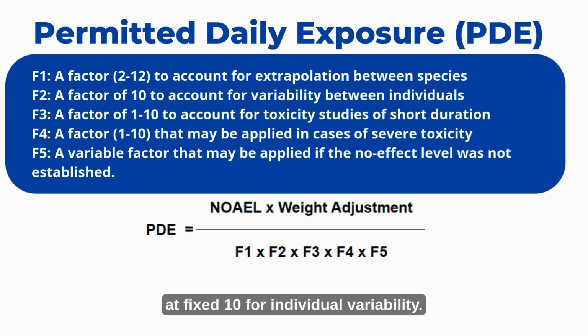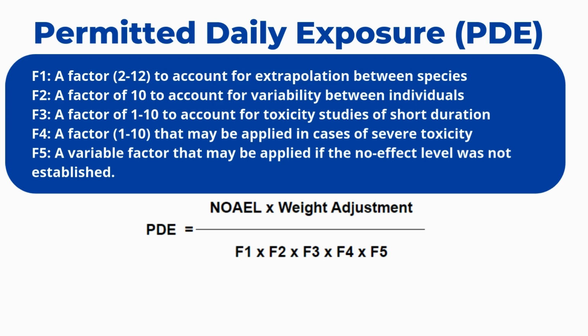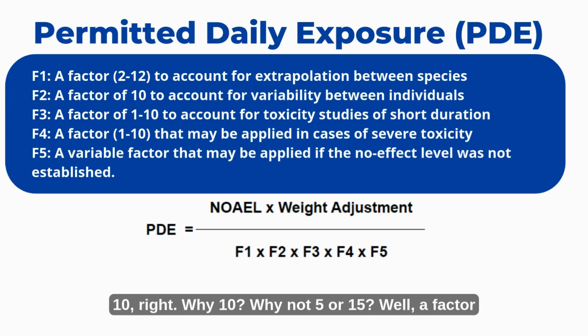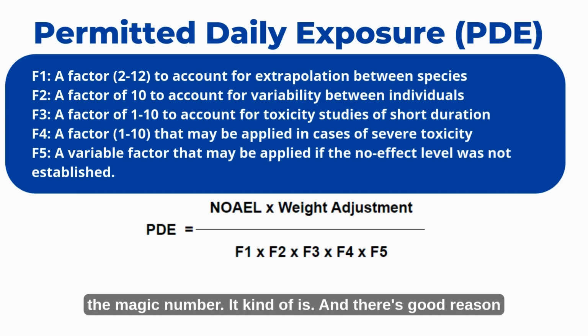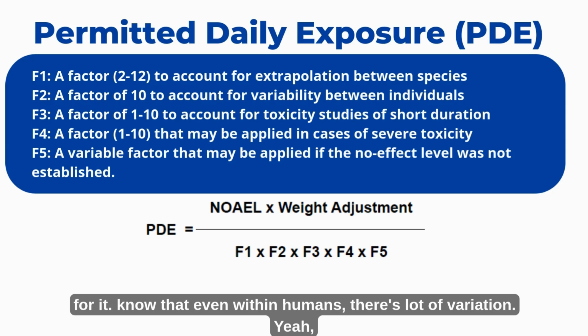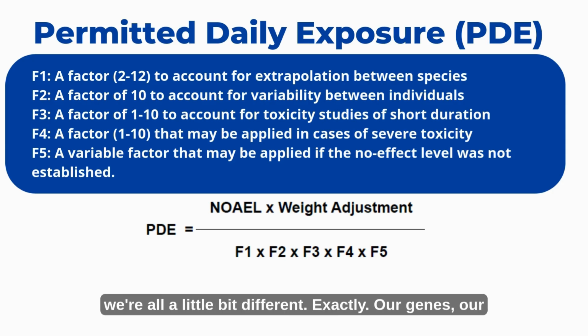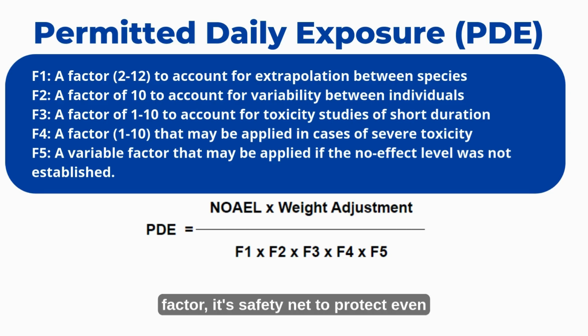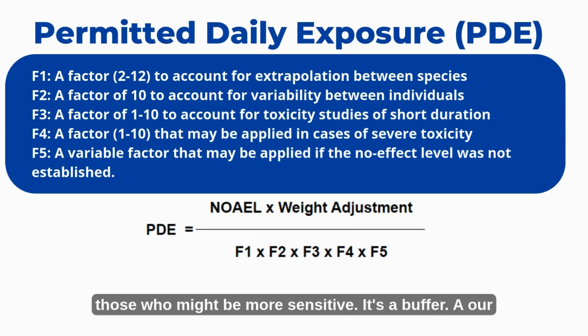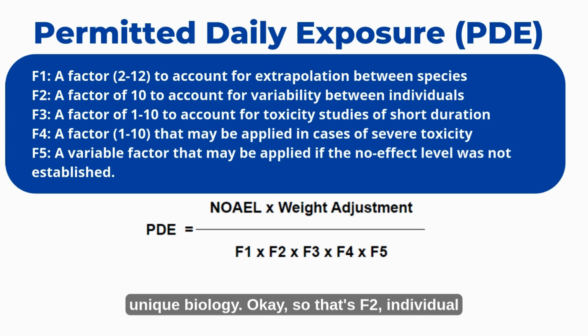This one's set at a fixed 10 for individual variability. Why 10? Why not 5 or 15? Well, a factor of 10 for F2 is pretty standard in toxicology. It's like the magic number. It kind of is, and there's a good reason for it. We know that even within humans, there's a lot of variation. We're all a little bit different. Exactly. Our genes, our health, our lifestyles, all of that influences how sensitive we are to different substances. So this tenfold factor is a safety net to protect even those who might be more sensitive. It's like a buffer for our unique biology. Okay, so that's F2, individual variability.